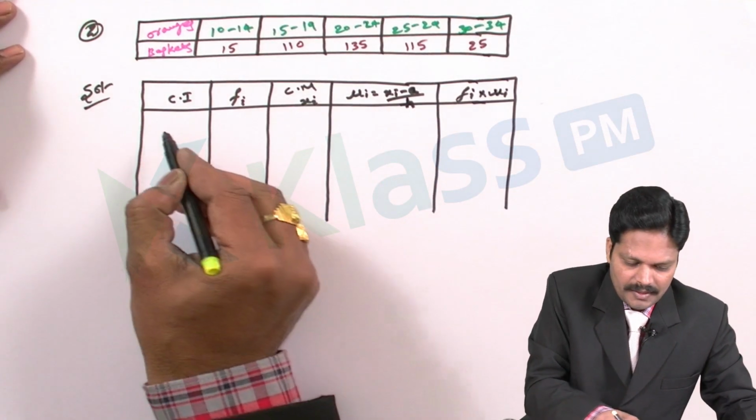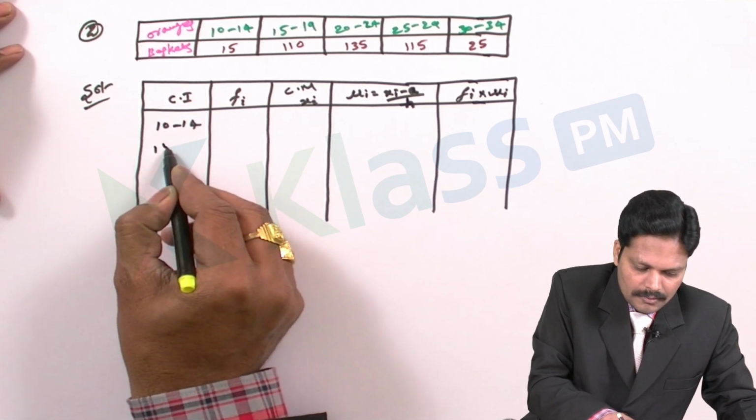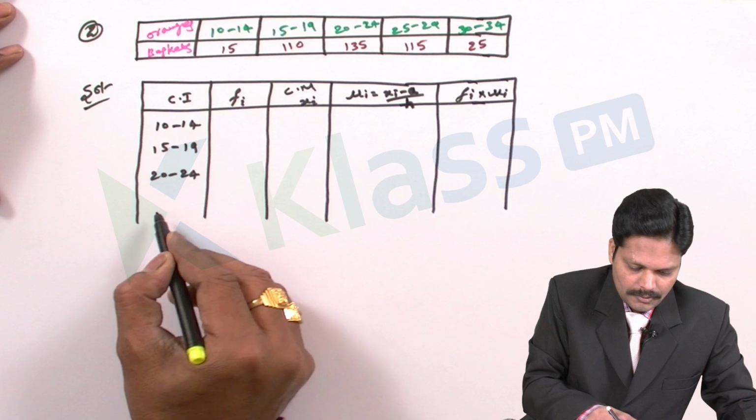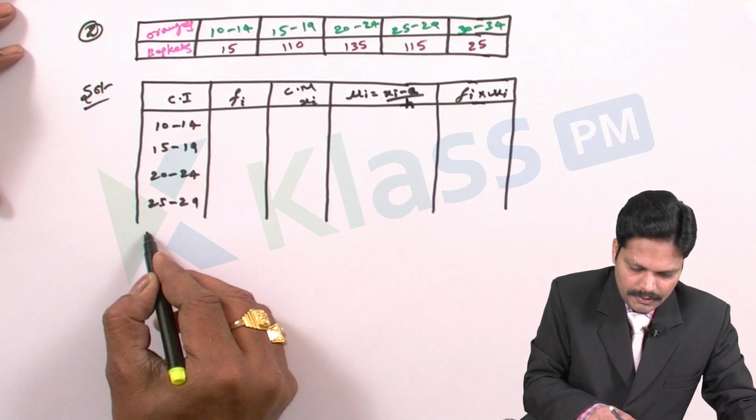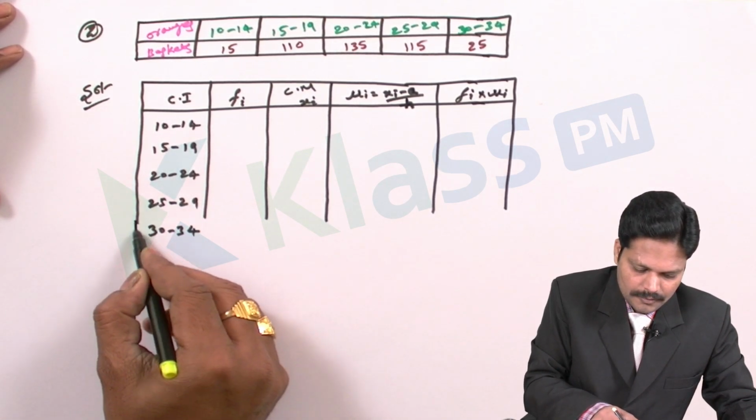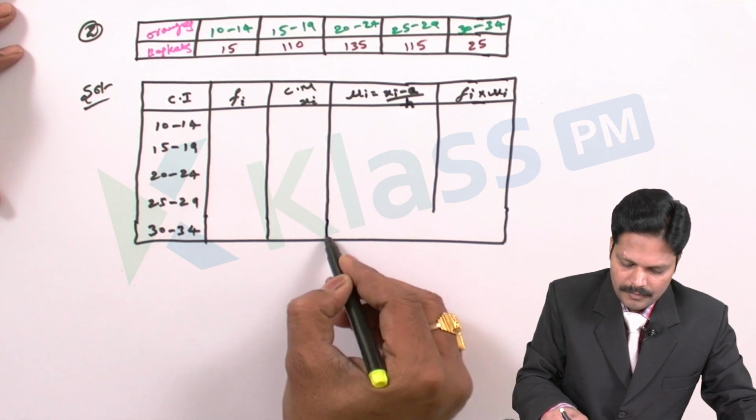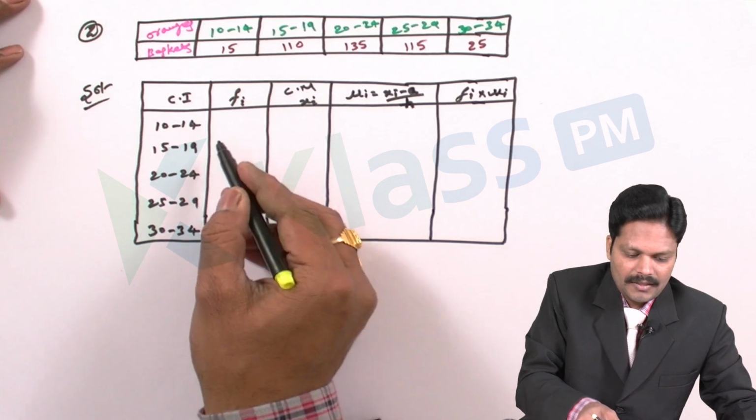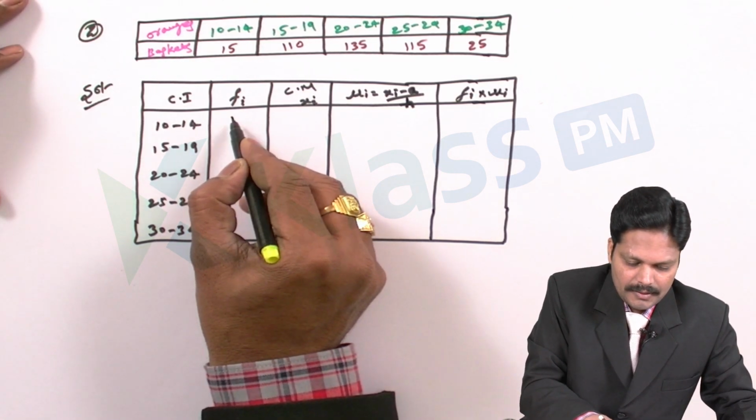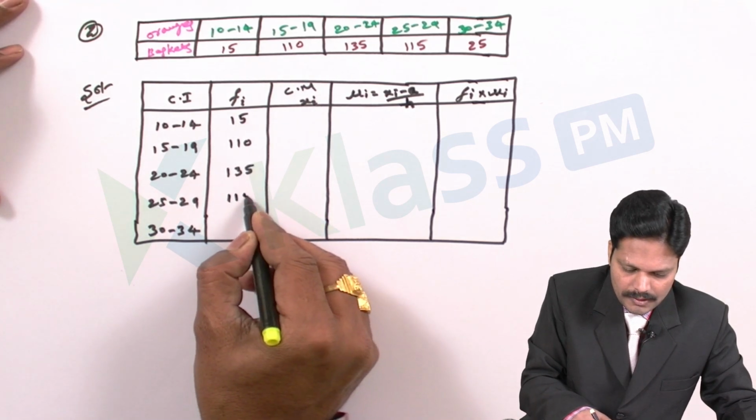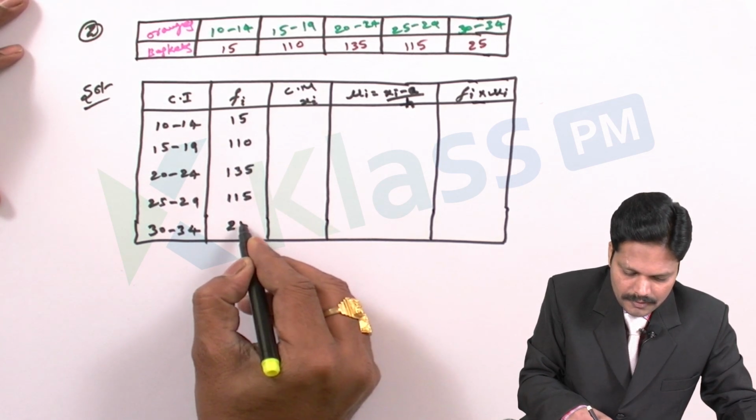So class intervals I am writing here: 10 to 14, 15 to 19, 20 to 24, 25 to 29, and 30 to 34. So what we need we are writing in the table, and the frequencies I am writing here: 15, 110, 125, 115, and 25.